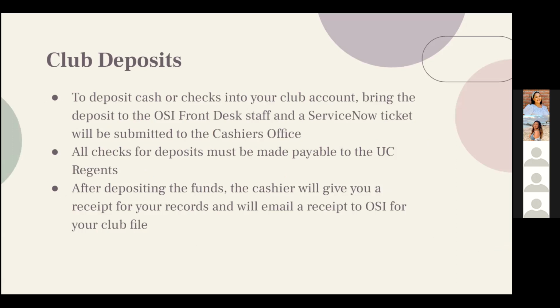Club deposits. To deposit cash or checks into your club account, bring the deposit to the OSI front desk staff, and a ServiceNow ticket will be submitted to the cashier's office. Please make sure all checks for deposits are made payable to the UC Regents. After depositing the funds, the cashier will give you a receipt for your records, and we'll email a receipt to our office for your file so that we can update your account on Cat Life.